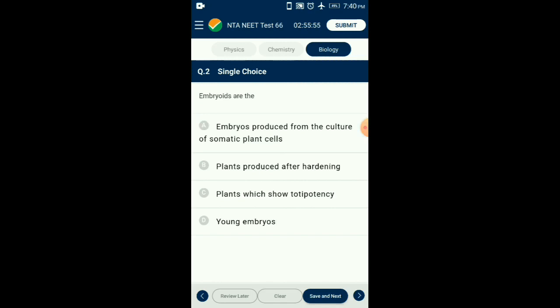Question number 2. Embryoids are the somatic cells. After attaining the stationary phase in cell suspension, each cell differentiates into an independent embryo called embryoids. So the answer for this question is option A, embryos produced from the culture of somatic plant cells.